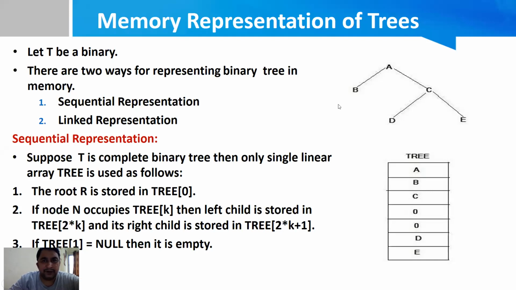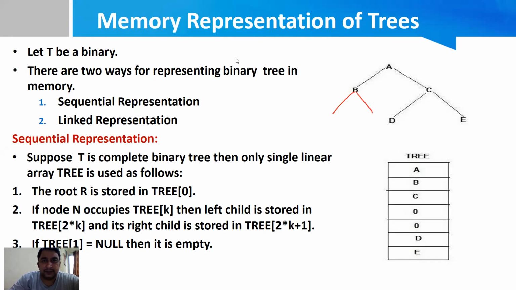Right? So the memory representation is said to be of two types. One is sequential and the other one is linked. So sequential, this is how the values will be stored in the memory. As I told you, there are ways how it will be represented. So this is the left subtree of b and this is the right subtree of b.